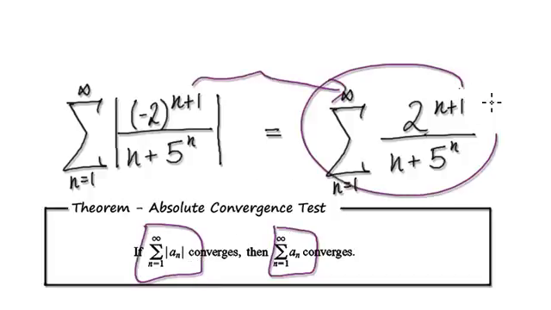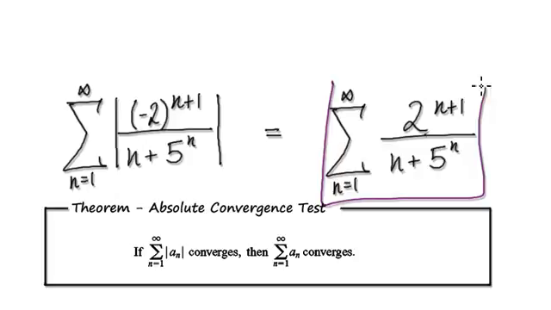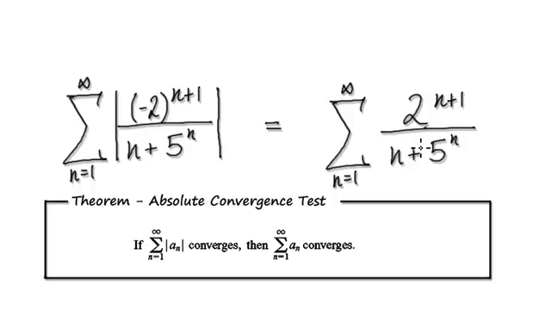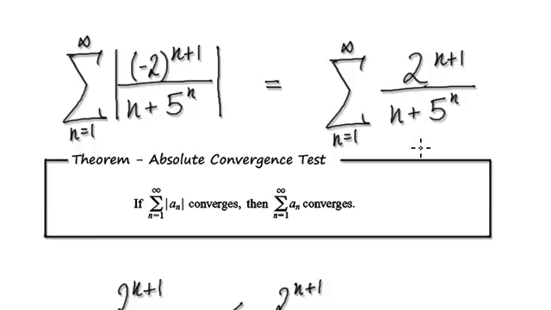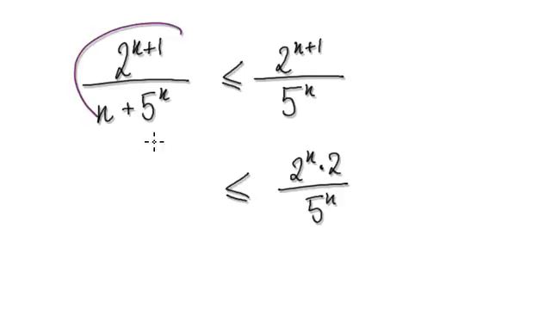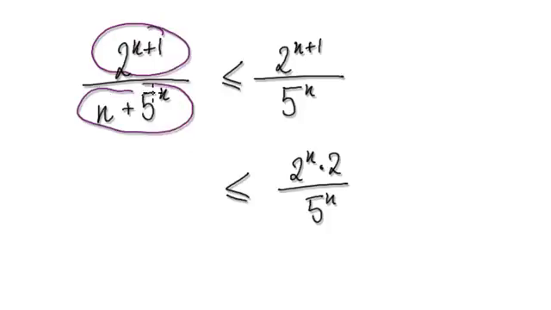So this is our absolute version. Now, if this converges, then this thing here will converge. Okay, so now it's just a matter of determining if this will converge or this will diverge. So now look at this as being a fraction. So you've got the numerator divided by the denominator.